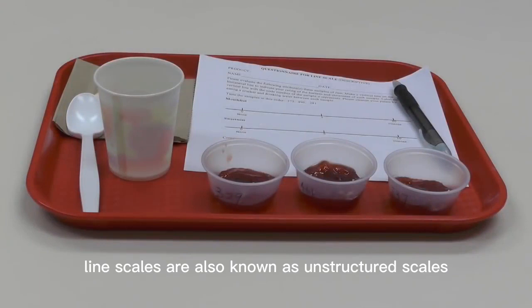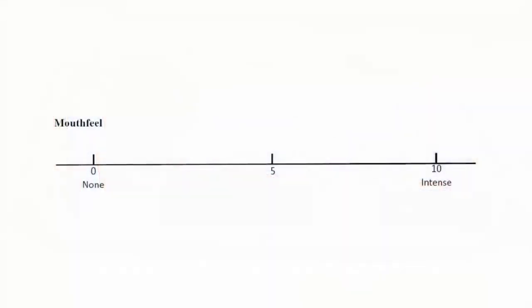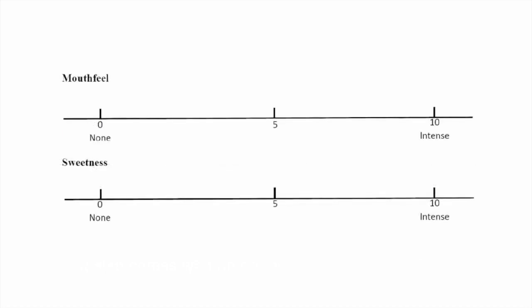Line scales are also known as unstructured scales. It's typically a horizontal 15 cm long line with anchor points 1.5 cm from each end. It also comes with an optional middle anchor point. A separate line scale is required for each attribute being tested. The anchor points are often accompanied by numbers and/or descriptive words.